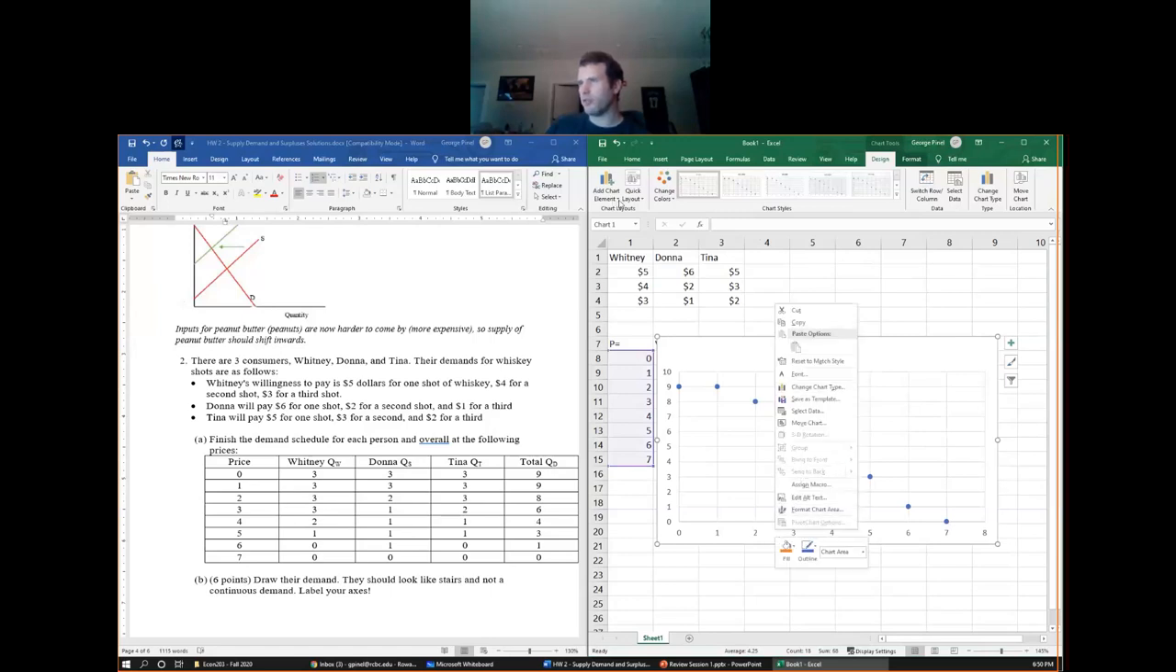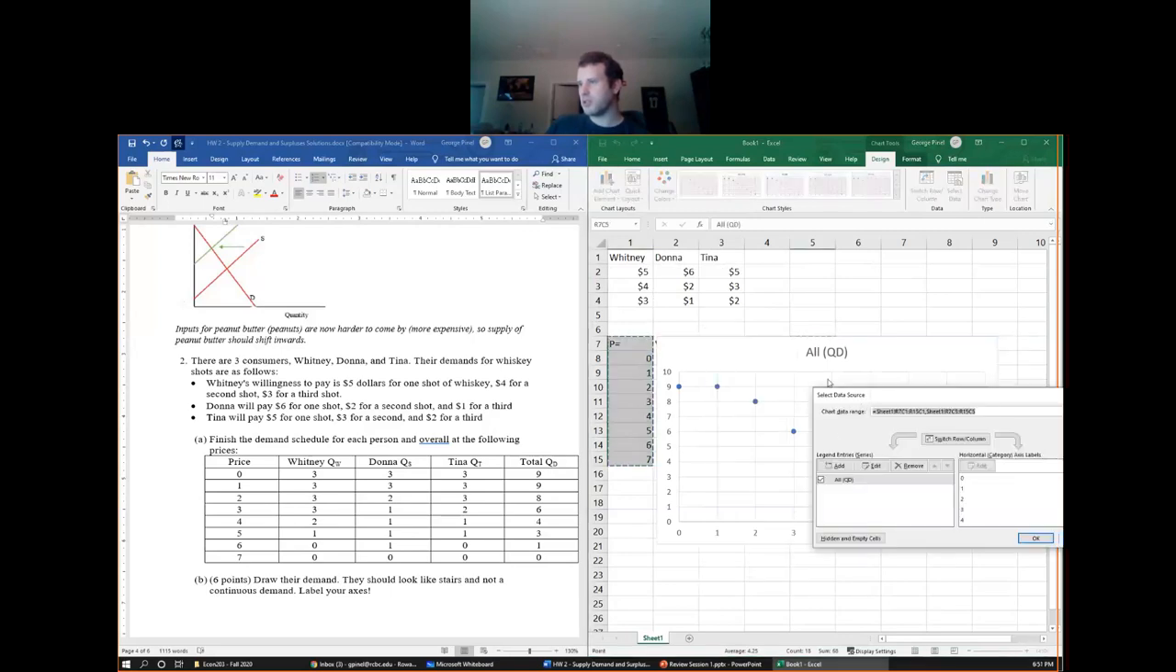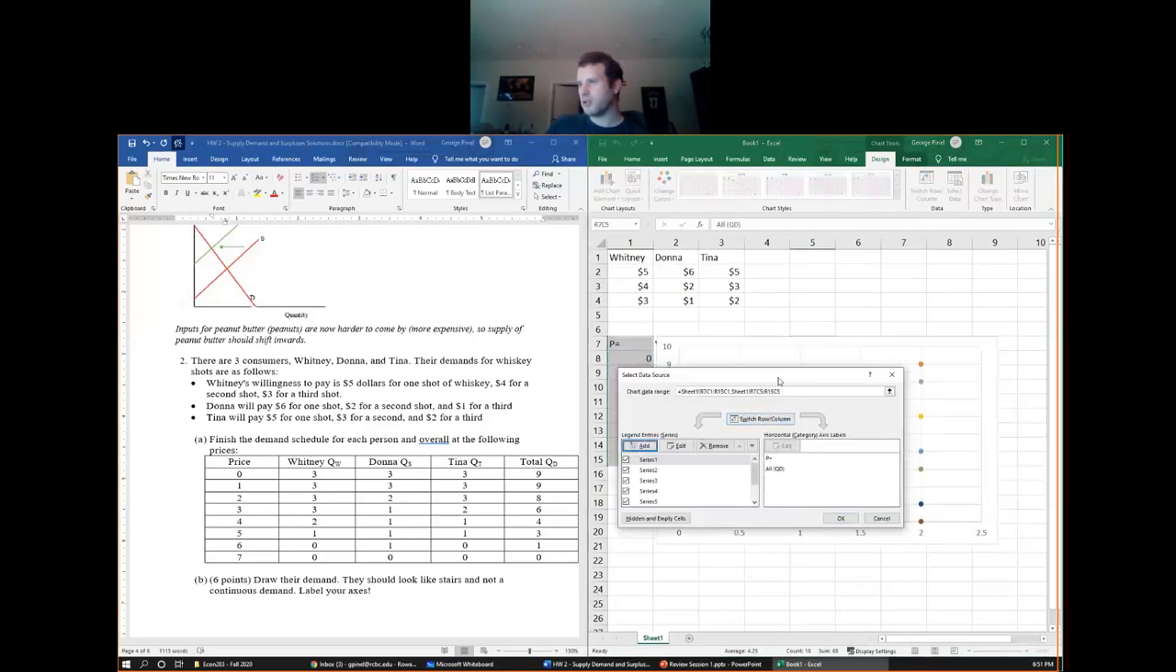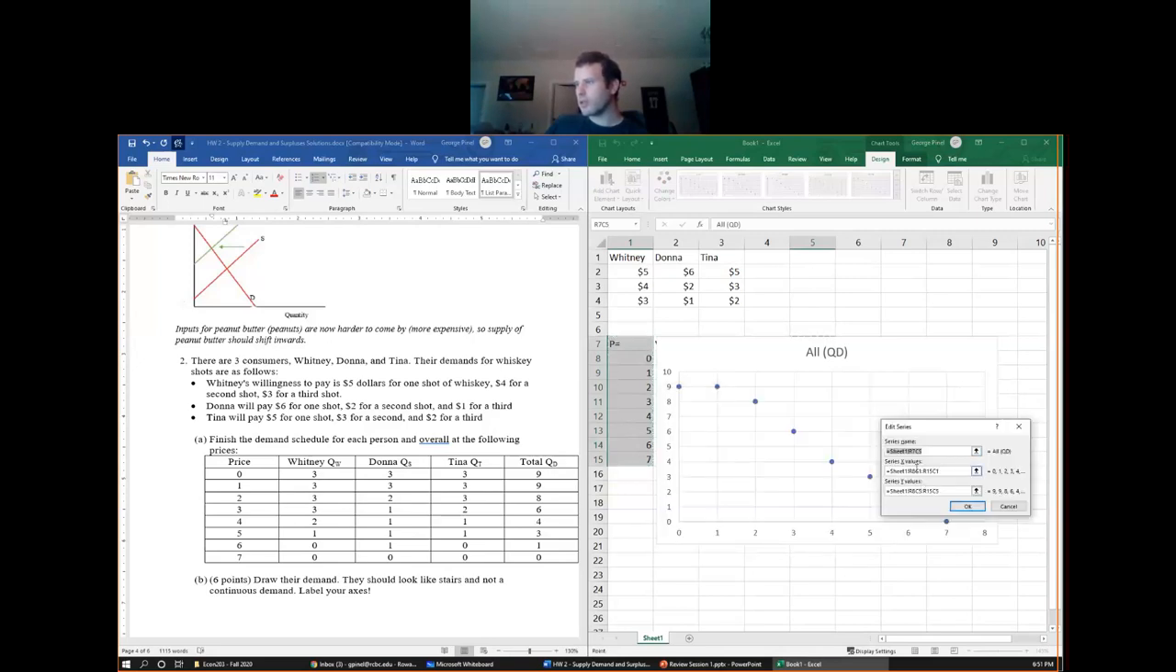One thing to take note of is that the X and the Y are reversed as it shows here. So the Y-axis should be price, which will be column 5. The X-axis should be column 1.